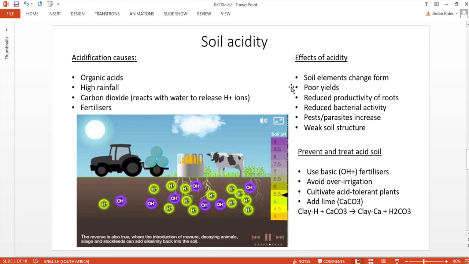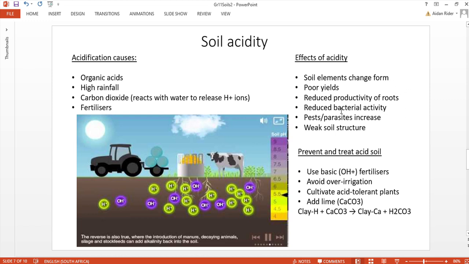Then it also causes poor yields, and in acidic soil, aluminium becomes toxic to plants. As soon as they absorb it, their roots start to shorten and become stubby, and later on they can die. So it affects how many crops survive. It also causes reduced productivity in roots. In acid soils, plants struggle to absorb certain minerals, so the roots don't do their work.